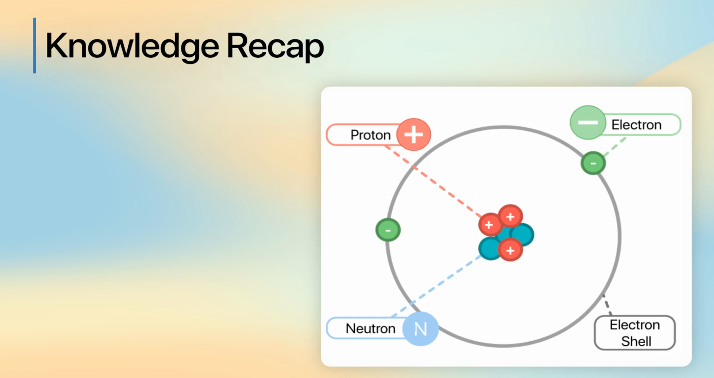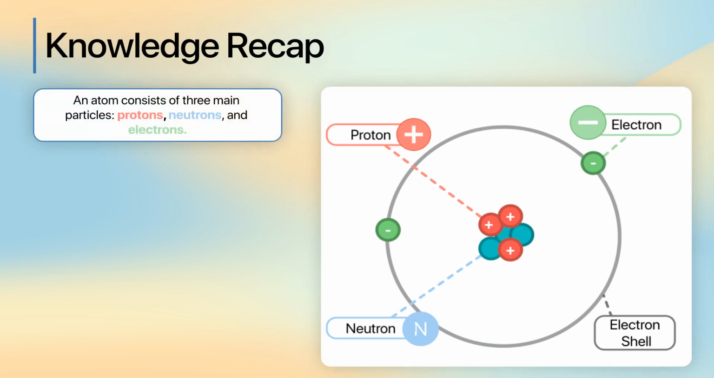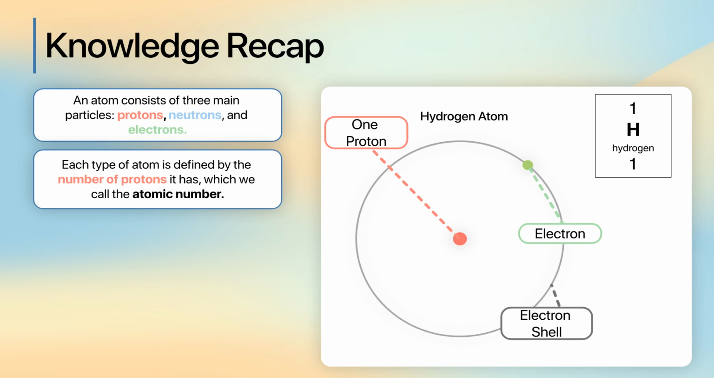We know from previous lessons that an atom consists of three main particles: protons, neutrons, and electrons. Protons and neutrons are located in the nucleus, the center of the atom, while electrons surround the area outside the nucleus. Each type of atom is defined by the number of protons it has, which we call the atomic number.